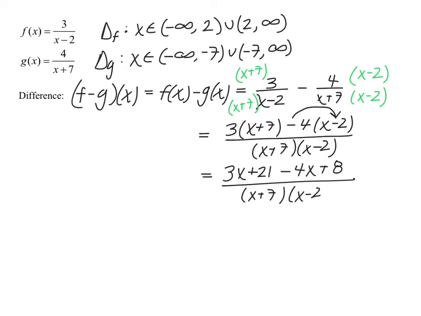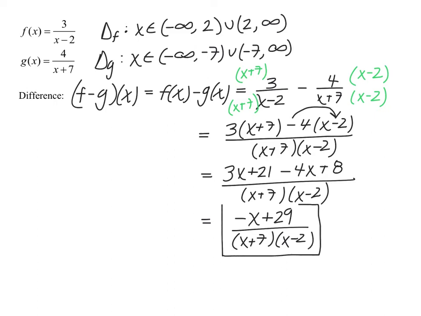And then finally, let's combine like terms. So we end up with negative x plus 29 divided by x plus 7 times x minus 2. And we cannot factor anything in the numerator, so this is an acceptable answer for the difference between these two functions. Now for the domain of the difference, so I'll write the domain of f minus g here as a subscript. Again, it's the intersection of the two individual domains.